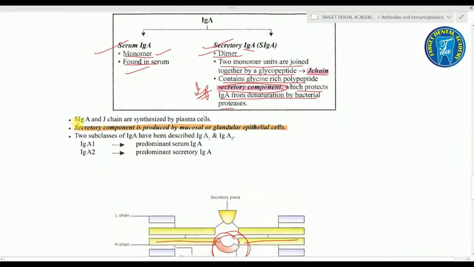Secretory IgA and the J chain are synthesized by the plasma cells. The secretory component is produced by the mucosal and glandular epithelial cells. Two subclasses of IgA have been described, IgA1 and IgA2. IgA1 is the predominant serum IgA, and IgA2 is predominantly secretory IgA. So this is IgA1 and this is IgA2.